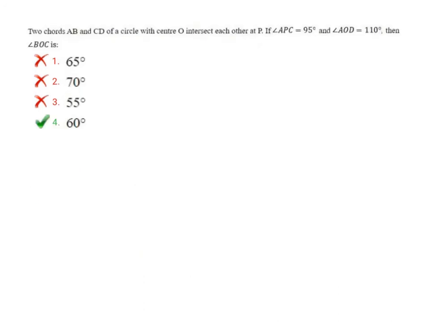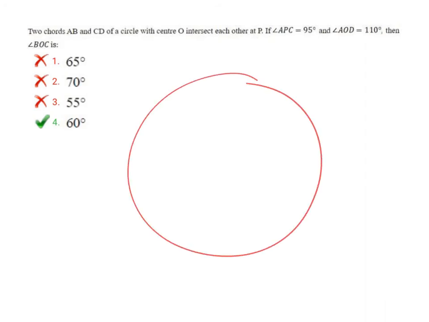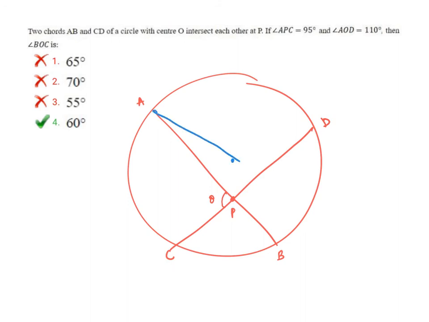Two chords AB and CD of a circle with center O intersect each other at P. So AB and CD intersect at P. This is P. Let this be AB. This is CD. Angle APC is equal to 95. This is 95. Let this be theta. AOD is 110. So O I have not drawn. O is the center. AOD is 110. Let this be X. You want BOD. Let this be Y.